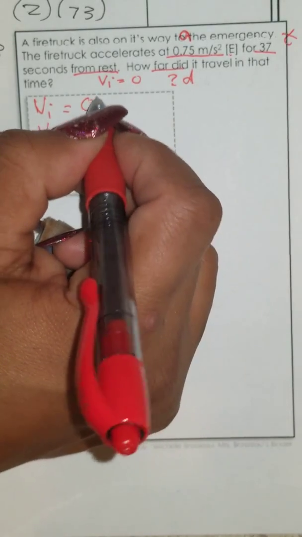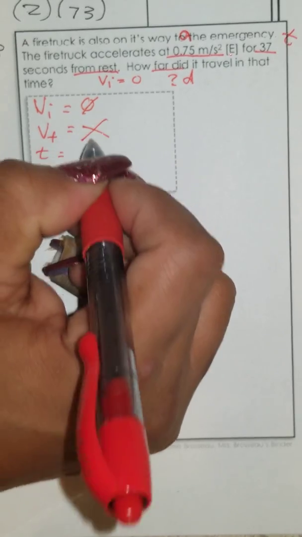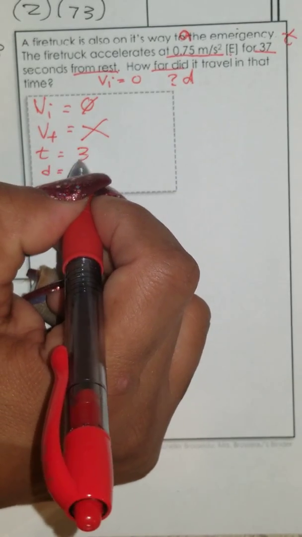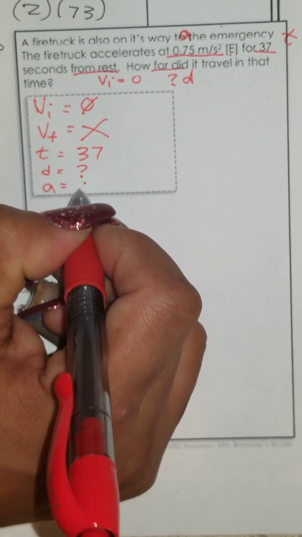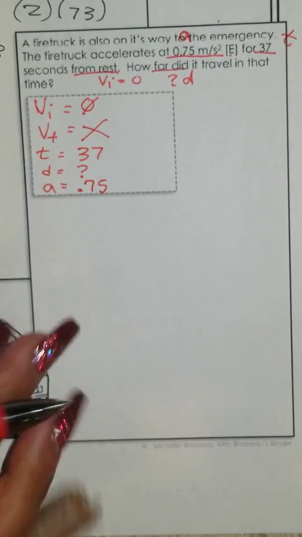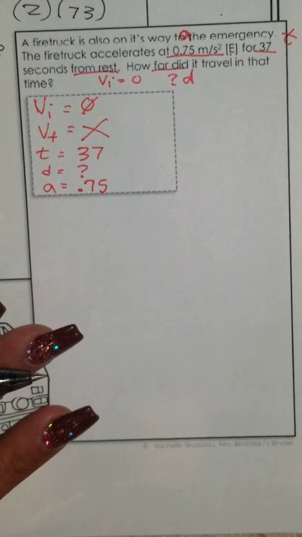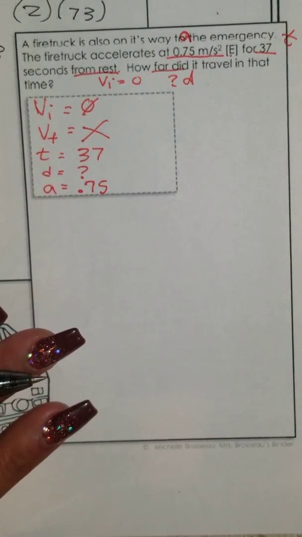VI is 0 because it's from rest. VF they never gave me, but T was 37. The distance is my question. A is 0.75. Step 3. Right now, since we can use the flow chart, let's use it.